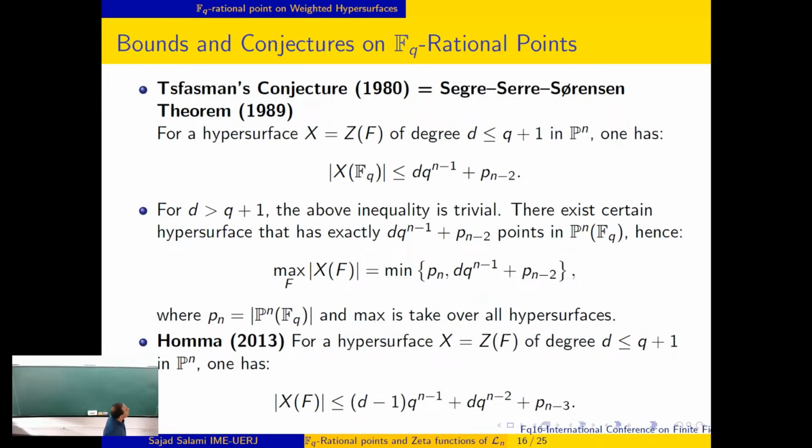Okay. So in the usual projective spaces, there is a conjecture, but it is known as a theorem, the Serre and Sørensen conjecture. This gives an upper bound for the F_q rational points on hypersurfaces where we have the degree less than q plus 1. And for d larger than q plus 1, this is trivial, which will be equal to the number of points of the base projective space. And also there are certain hypersurfaces that attain this bound. Here P_n is equal to the cardinality of the projective space.